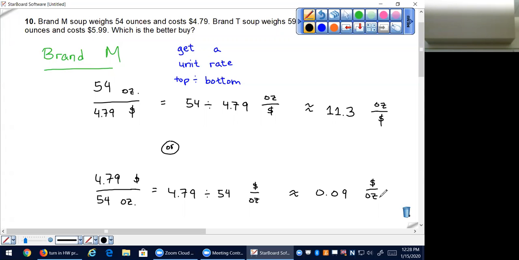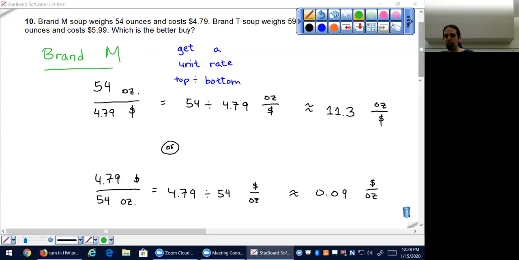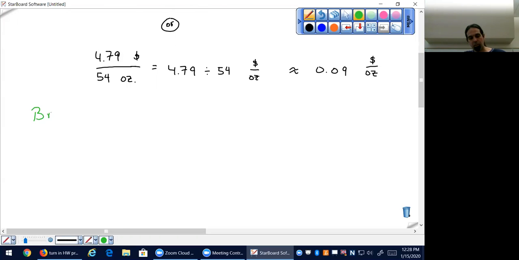So either style works. Pick only one. Don't do both because that would be repetitive. But do you think the bigger number being the better buy makes sense? Is that how your brain works? Or do you think the smaller number being the better buy makes more sense? So pick one and do it for both pairs of numbers. And there you go. Did that answer your question well enough? Okay. I'll put brand T down at the bottom just to remind everyone that we're not done yet.